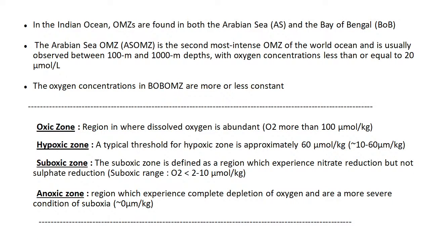So depending upon the amount of oxygen that is present in the water column, the different zones of the water column can be defined as oxic zone, which is basically the upper layer where the oxygen is abundant. Hypoxic zone, where the concentration of oxygen starts decreasing or it is low, approximately 60 micromole per kg. Then there is suboxic zone where it is quite low, and then the anoxic zone where the oxygen is not there.